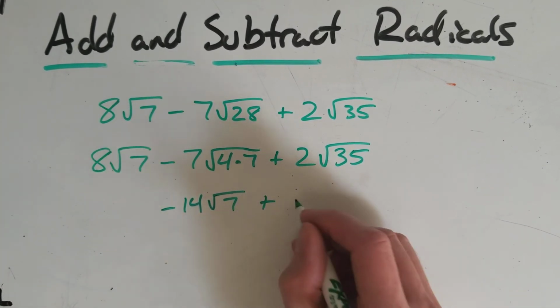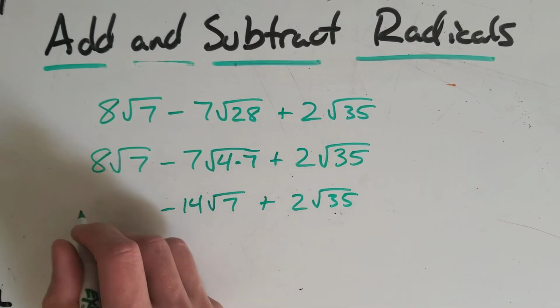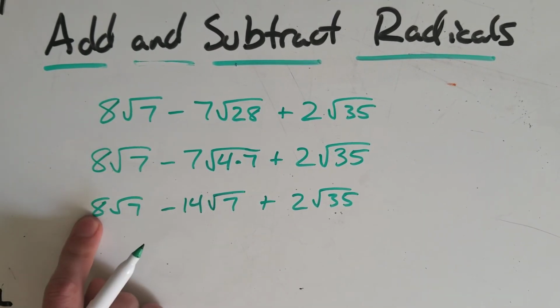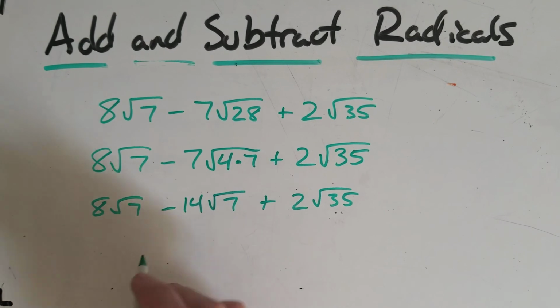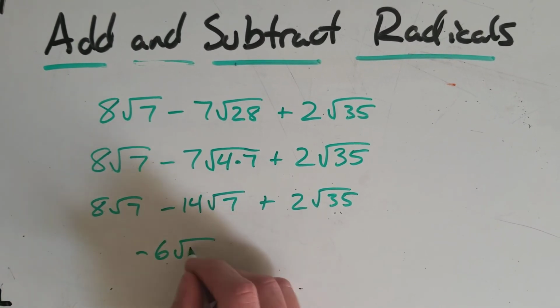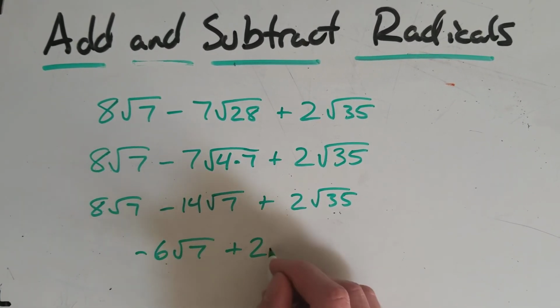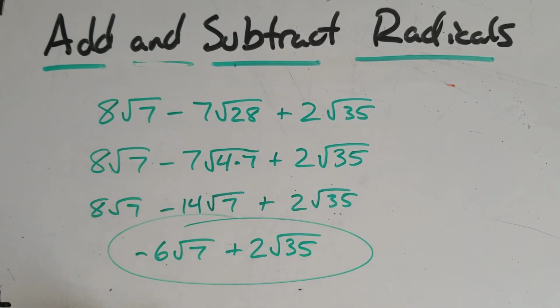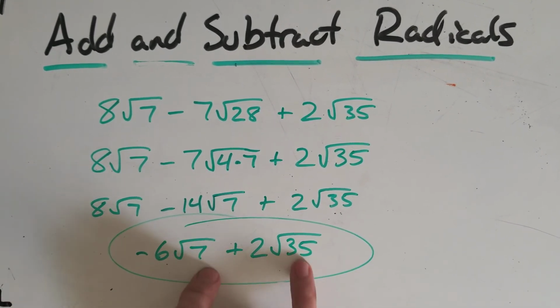You're subtracting that. If you look for like terms, you'll notice your first two terms both have the radical 7, so you can do 8 minus 14, so you'll end up with negative 6 root 7 plus 2 times square root of 35, and there we go. There's your simplest radical form. We can't combine them together. They have different radicands there.